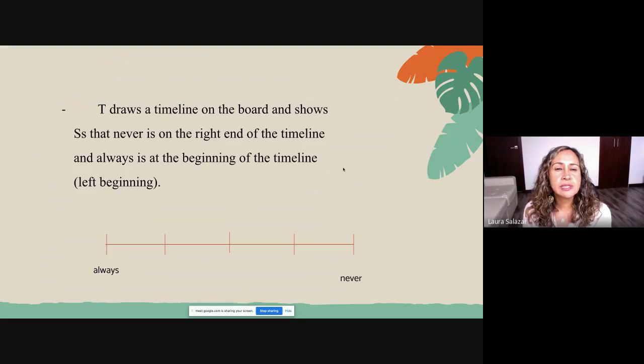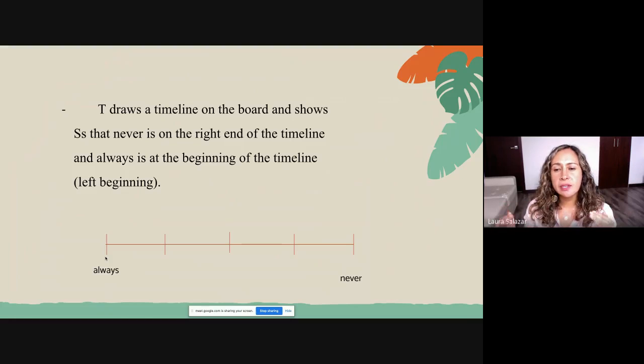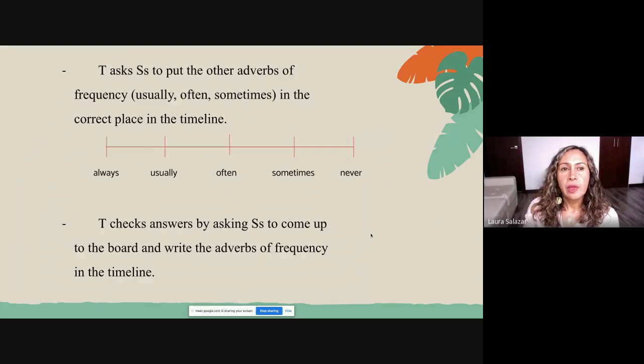Then the teacher draws a timeline on the board and shows the students that never is at the right end of the timeline, and always is at the beginning of the timeline, on the left. She draws that and asks students to draw a timeline in their notebooks and to put the other adverbs of frequency in the correct place in the timeline. So they need to put in order the words usually, often, and sometimes.